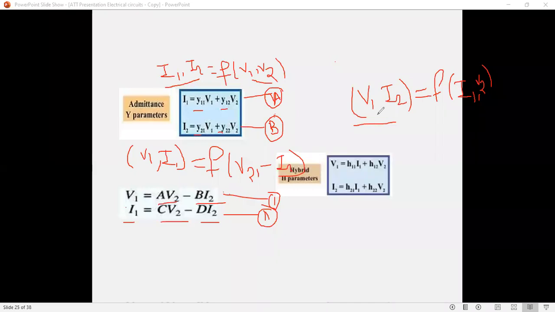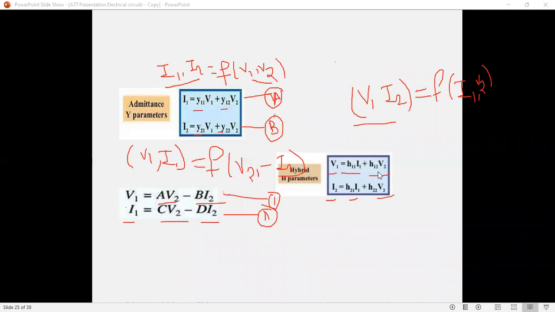This parameter is called the hybrid parameter or H parameter. These two are the standard equations of the hybrid parameter. V1 equals H11 into I1 plus H12 into V2. And the second equation is I2 equals H21 into I1 plus H22 into V2. So these are the four parameters we are discussing.